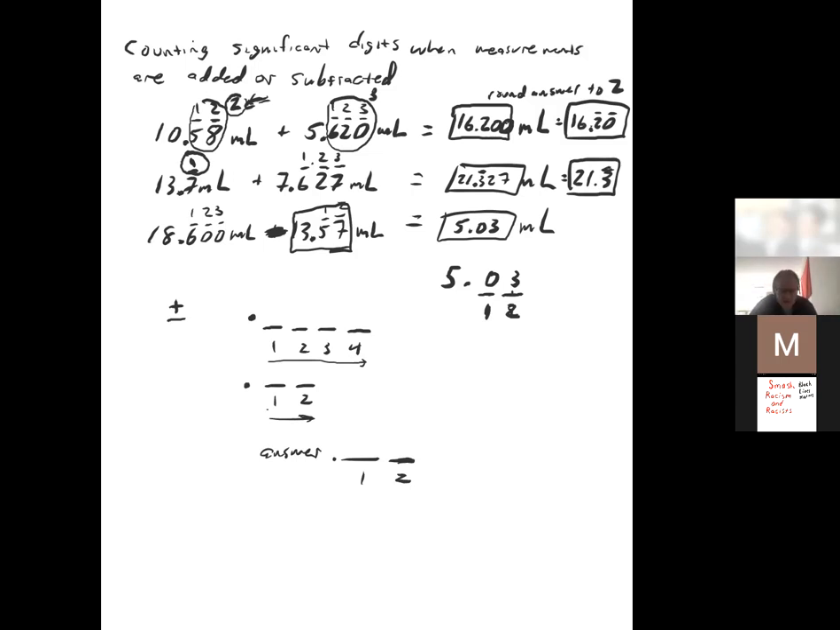Now, we're out of time, and that was counting significant digits when measurements are given for addition and subtraction. So there's one more section in chapter 1, which is called using units and solving problems. And I do want to go over a couple of those because those are important problems.